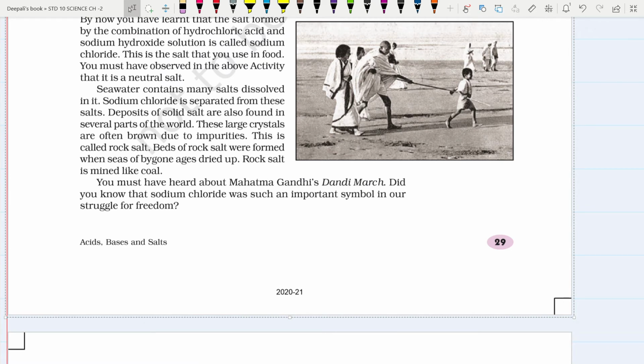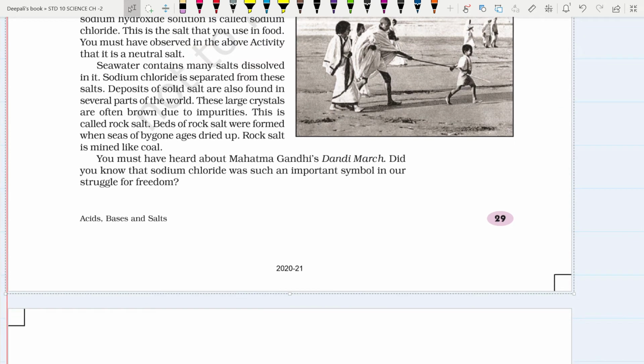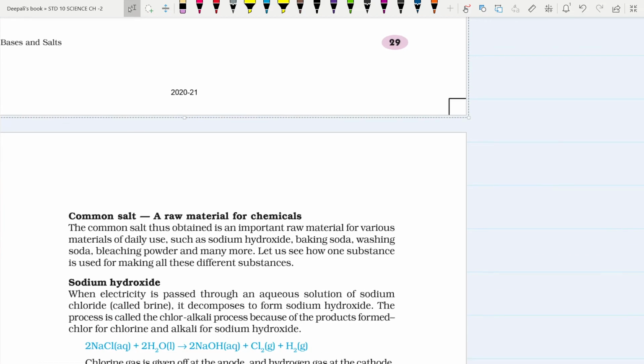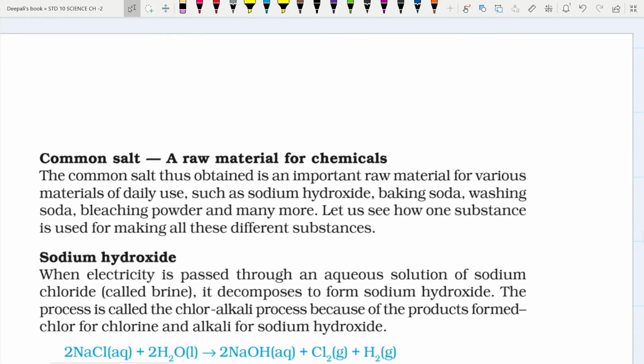Did you know that sodium chloride was such an important symbol in the struggle of our freedom? Yes, we know about the Dandi March. Now let us see the common salt, a raw material for many chemicals.